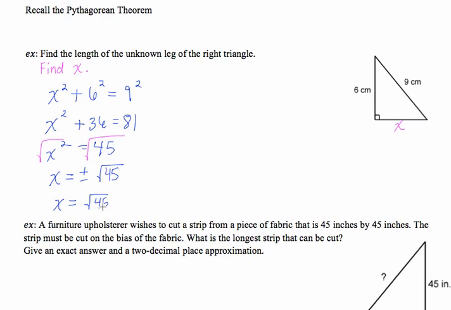Now let's see if that simplifies. 45, we can take out a 5, which would leave us with 9. We can take out a 3 and a 3. So we can simplify that to 3 radical 5. And the units in this case are centimeters. Don't forget your units. Okay, let's do one more example.